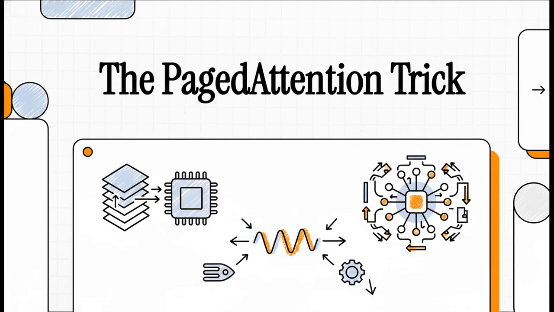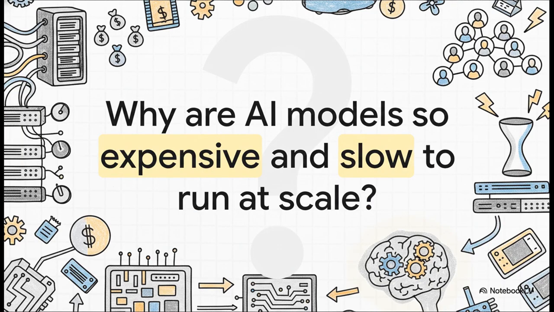Hey everyone, and welcome. Today we're diving into a really cool story about how a classic, decades-old idea from operating systems completely solved one of the biggest bottlenecks in modern AI. We're going to see how it makes the large language models we use every day, well, dramatically faster and cheaper to run.